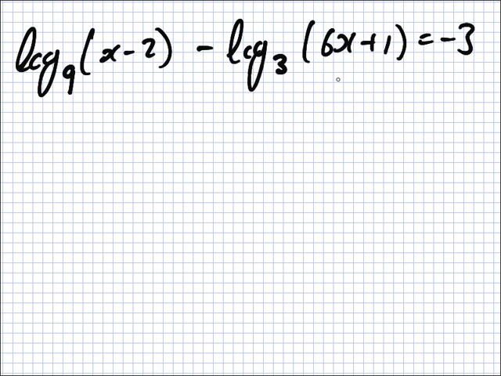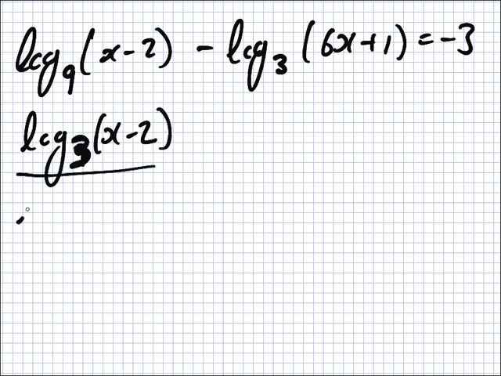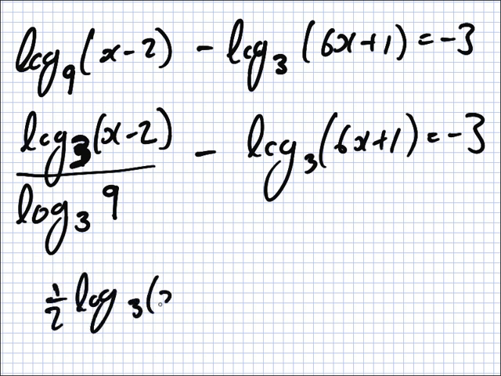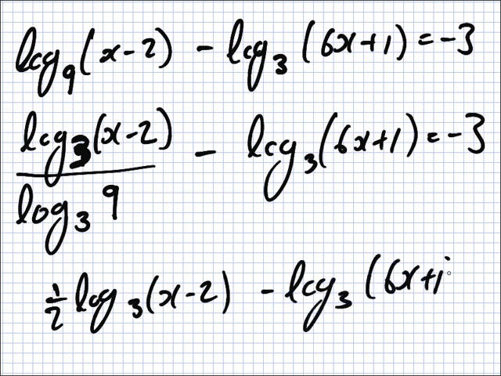So let's change the base. Which base will we change? 9. So using the change of base rule, I should change the base to 3. Then I have to divide by log base 3 of 9. This is using rule 5 from yesterday. Minus log base 3 of 6x plus 1 equals minus 3. Now what is log base 3 of 9? 2. So this is a half log base 3 of x minus 2 minus log base 3 of 6x plus 1 equals minus 3.